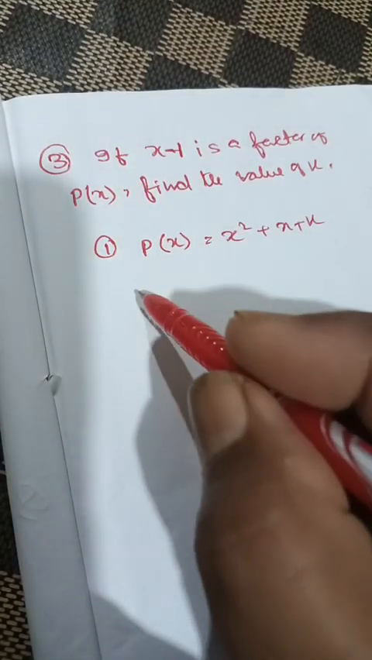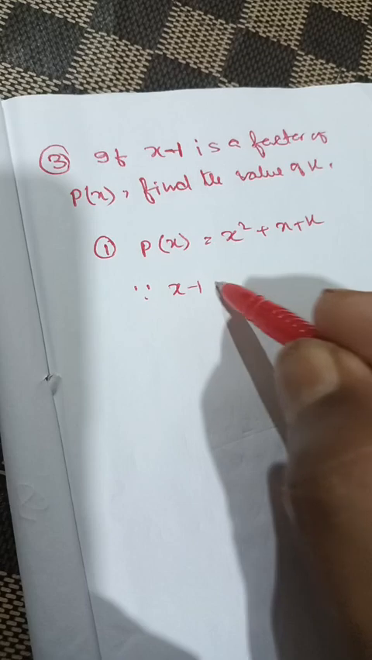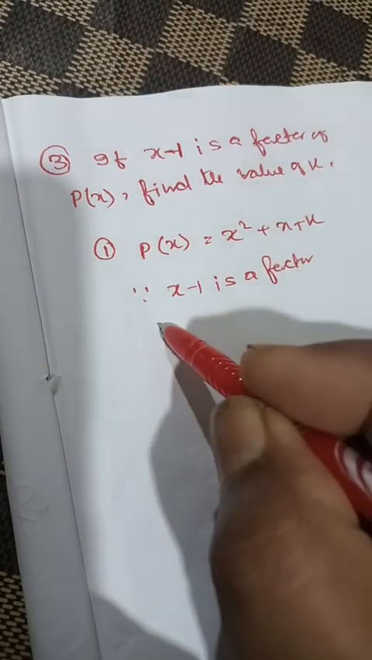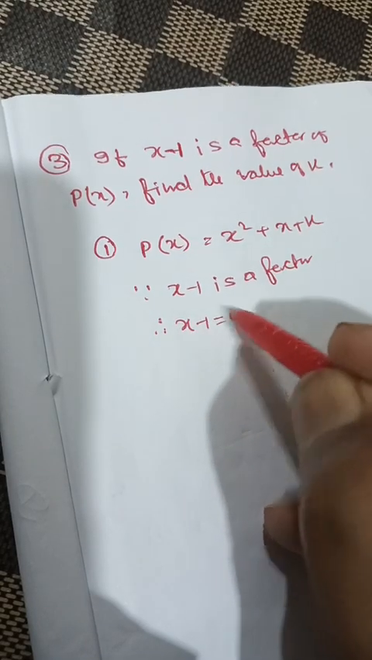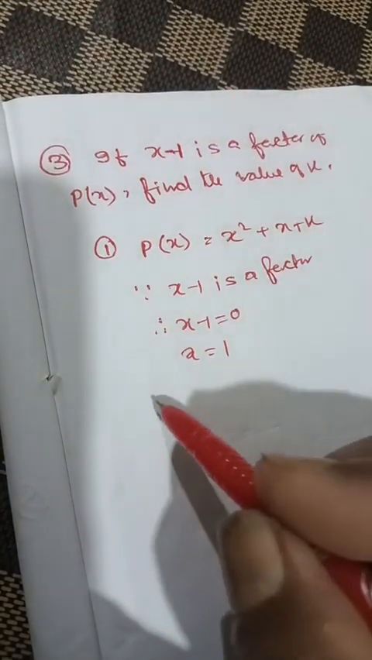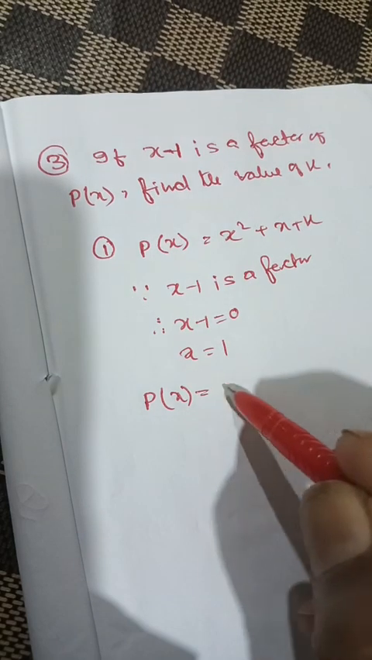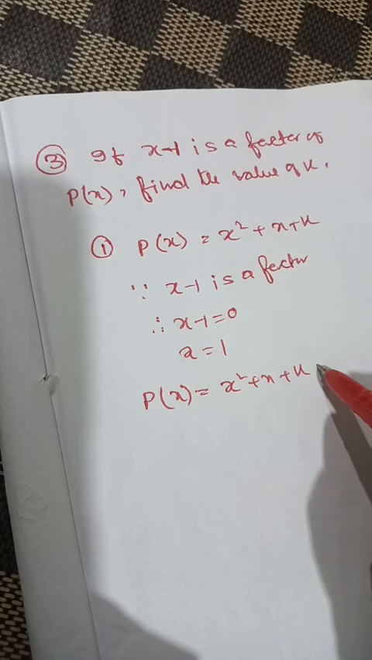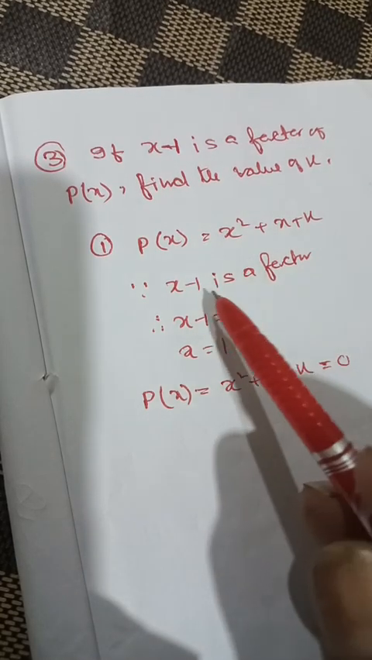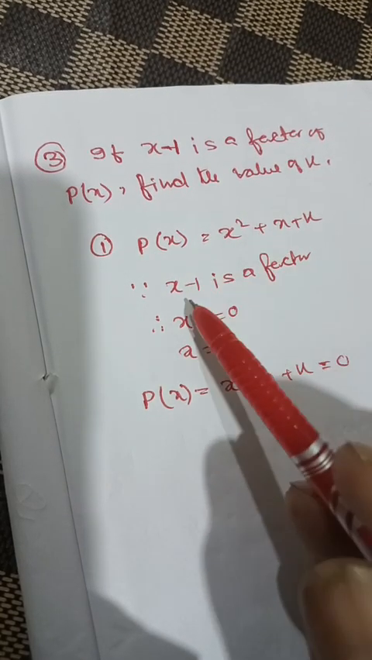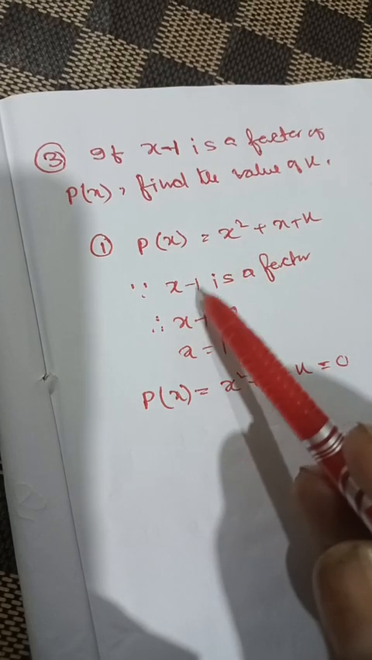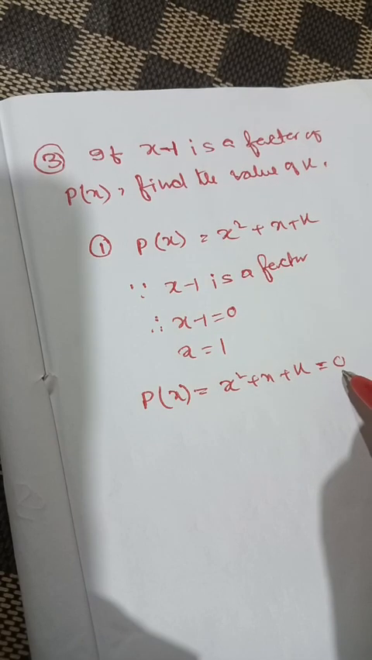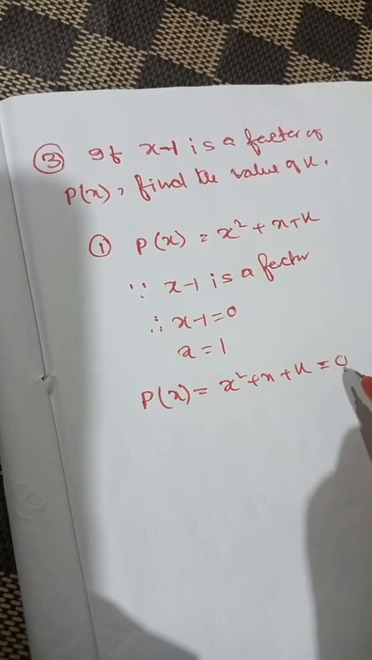Since x minus 1 is a factor, therefore you write x minus 1 equal to 0, means x equal to 1. Now you write p(x) is x square plus x plus k is equal to 0, because it is clearly given x minus 1 is a factor, means we can divide p(x) by x minus 1. After division there will be no remainder, and that's why I have given the 0. Since there will be no remainder, therefore I have given 0.